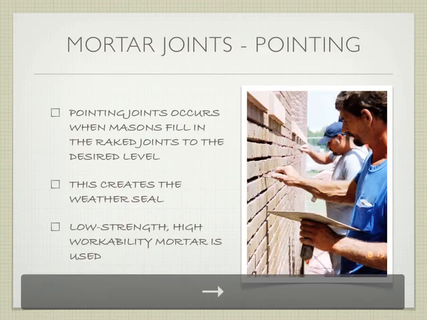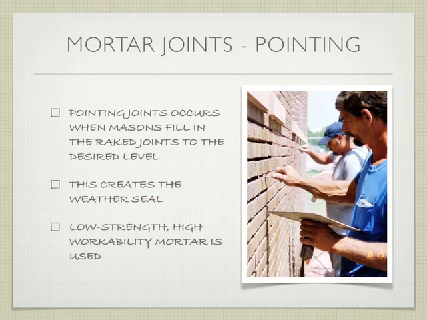And by pointing, basically that means I'm going to make a really flexible, workable mortar, and I'm going to fill in all those gaps that I created when I raked the joints. So that half inch thick gap, I'm going to fill in with a nice flexible mortar, and the purpose of this mortar is to provide the weather seal, so that it's very flexible. It goes around all of the individual little irregularities in the stone and makes sure we have a nice weatherproof seal on that outside grout, basically.